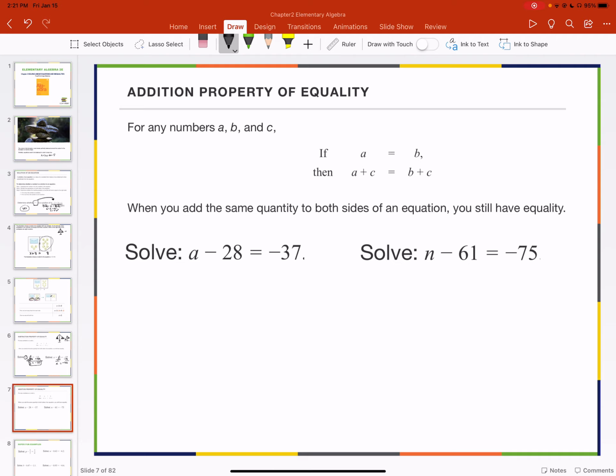Okay, so similarly, you might think to yourself, well, if subtraction works, addition should also work. So then go ahead. So here we have a minus 28, and on the right-hand side, we have negative 37. So in order to get a by itself, we can add 28 to both sides, and that still maintains the equality. So let's go ahead and do that. So we usually just write it right underneath. And then we solve for a. On the left-hand side, those 28s cancel out. And on the right-hand side, we get negative 37 plus 28.